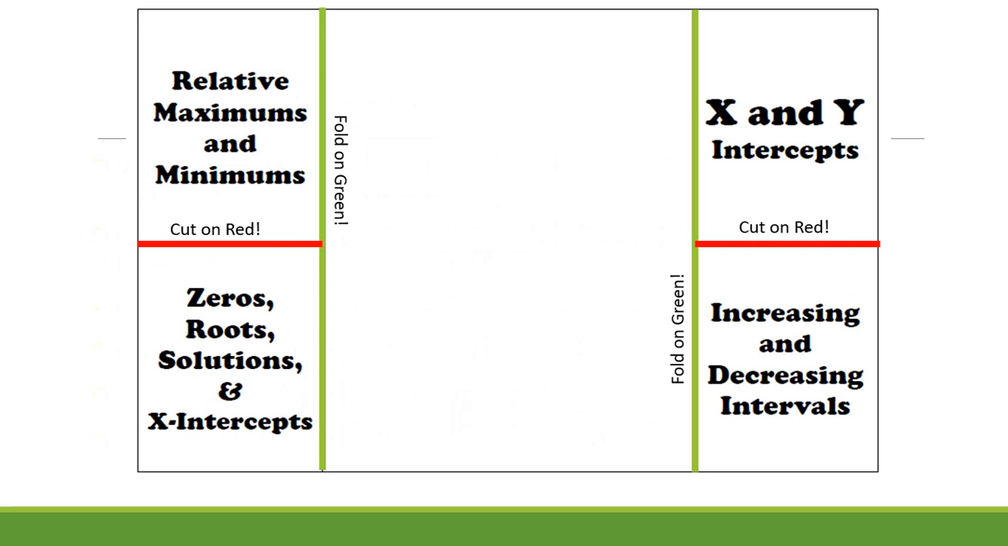The foldable I gave you, you're going to want to cut on the red and fold on the green. And you're also going to want to cut around the edge as well, okay? So there should be no white space around the edges. So go ahead and do a quick job on that. Cut around the edges and then cut on the red, fold on the green.